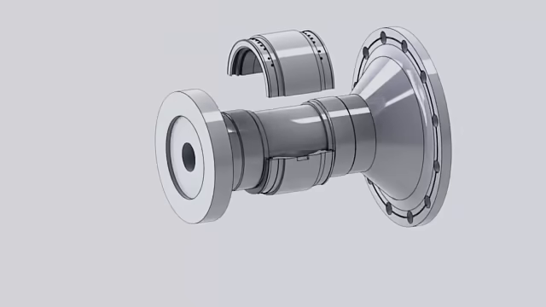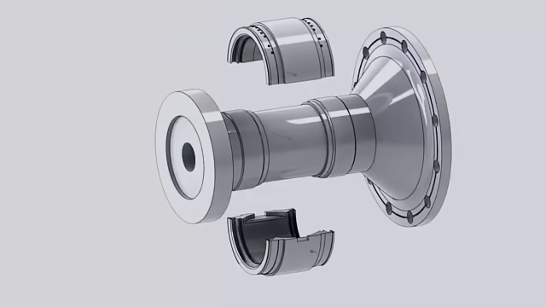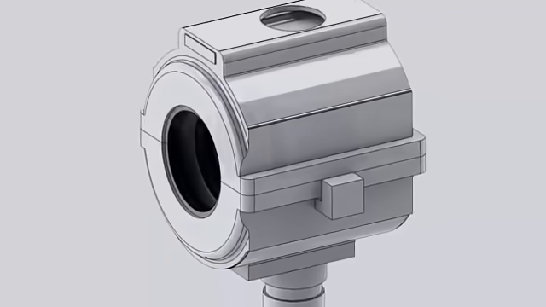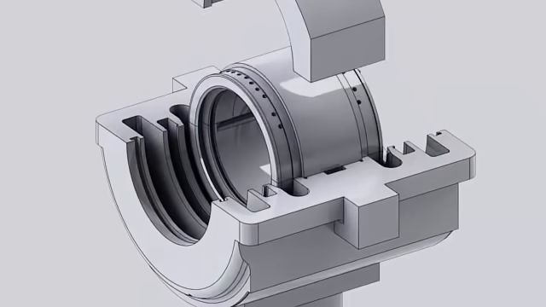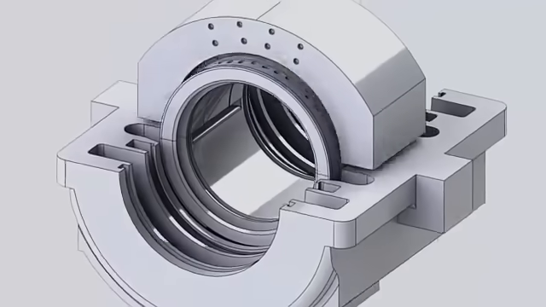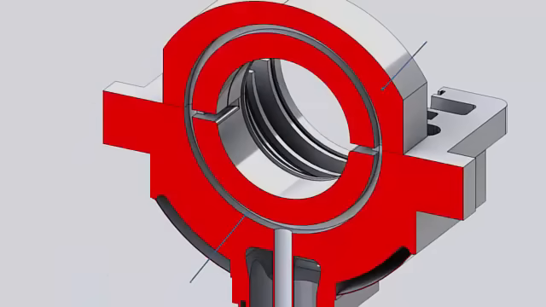The journal bearing components are the bearing liner and the journal surface machined on the turbine forward wheel shaft. As the upper and lower housing parts are not symmetric around the liner, a liner strap is installed on the top to provide support for the liner and form the annular space for lube oil flow.